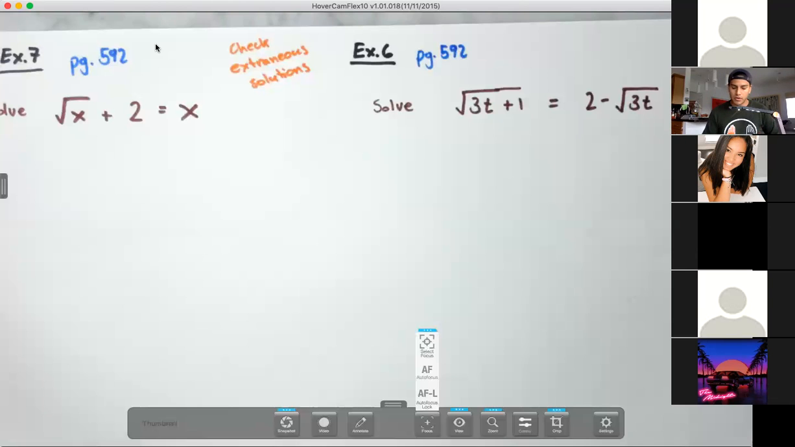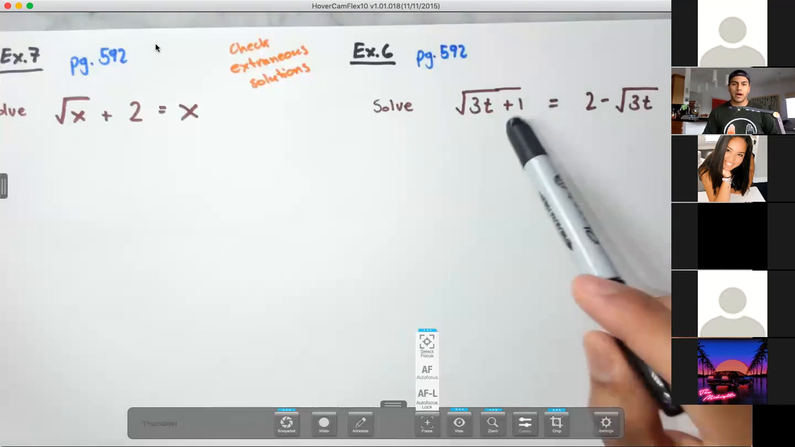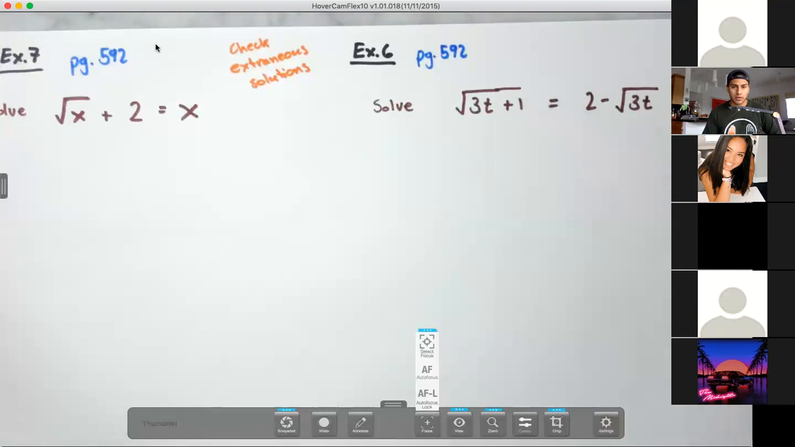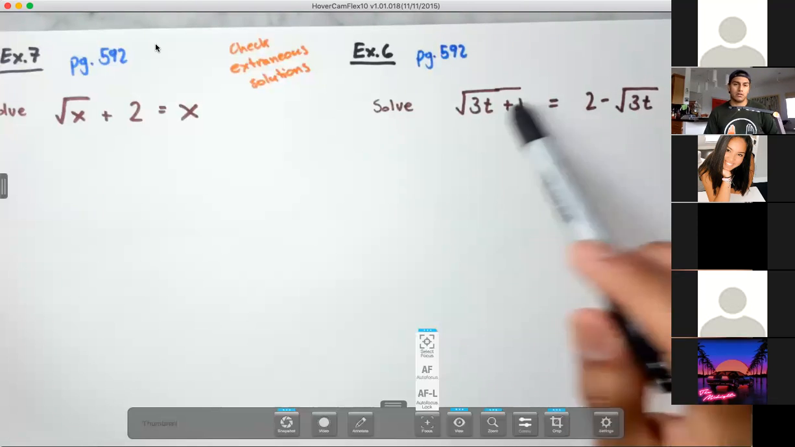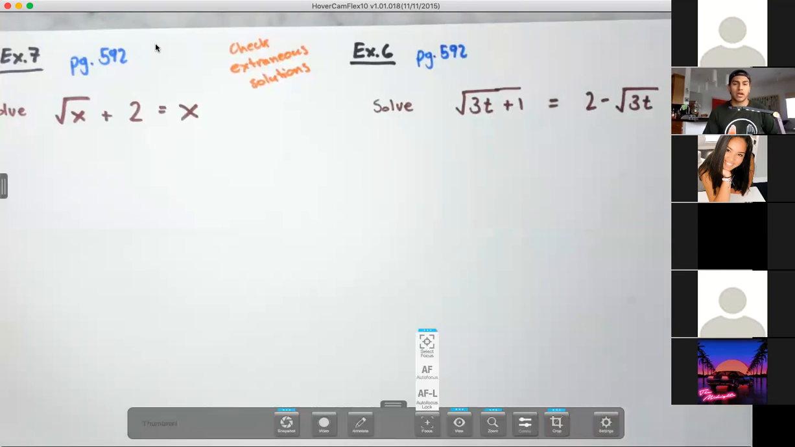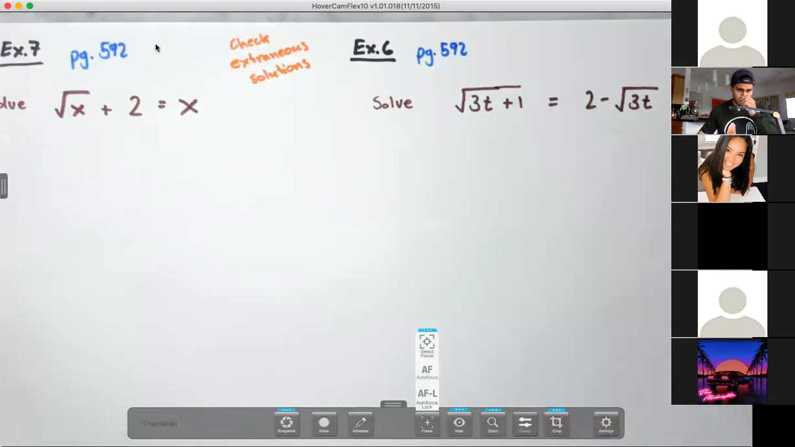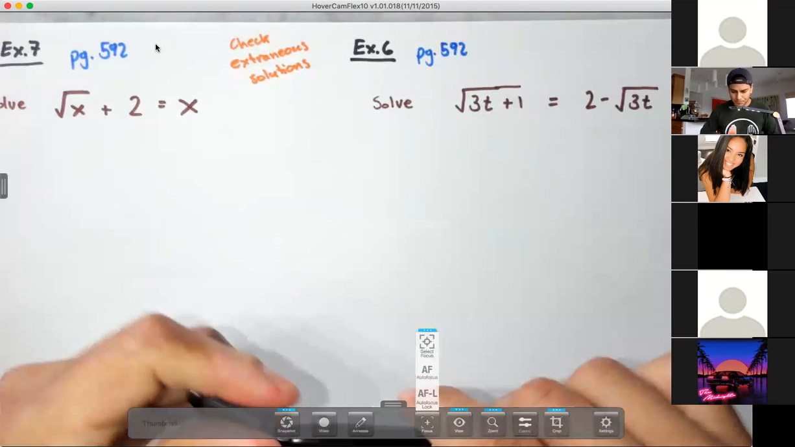Basically, all you have to do is that whenever you have a radical equation that has a radical on either side, the way to get rid of that radical is by raising it to whatever the power of the radical is. Now it's a little bit laggy, but hopefully you guys can still see what I'm doing.